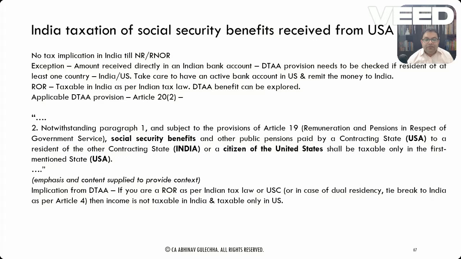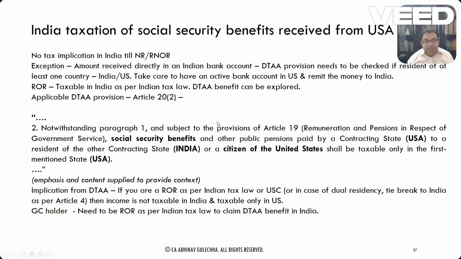So now, what is the implication? The implication is that if you are a resident, an ordinary resident as per Indian tax law, or you are a US citizen, in both these cases, the income is not taxable to you in India, it is taxable only to you in the US, right? So there is no India tax implication. Now, what happens in case of dual residency, where the person is a resident of India as well as a resident of US? In that case, you have to check if the person tie-breaks to India as per Article 4, then the income is not taxable to you in India, right?